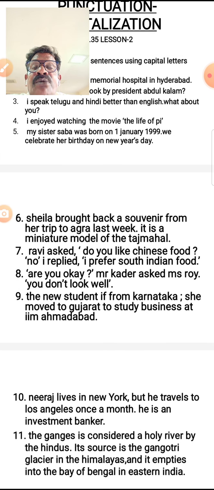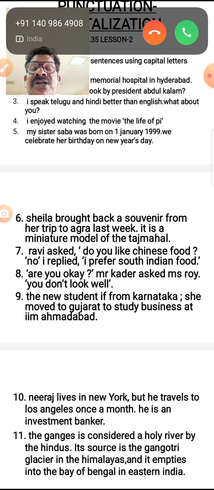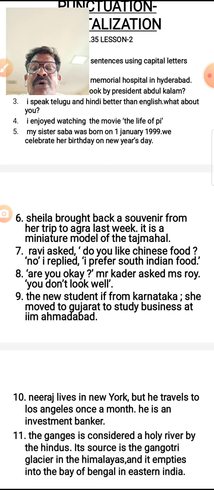Number 6, Sheila brought back a souvenir from her trip to Agra last week. It is a miniature model of the Taj Mahal. 7th one, Ravi asked, do you like Chinese food? No, I replied, I prefer South Indian food. Are you okay? Mr. Kader asked. Miss Roy, you don't look well. Number 9, the new student is from Karnataka. She moved to Gujarat to study business at IIM Ahmedabad.